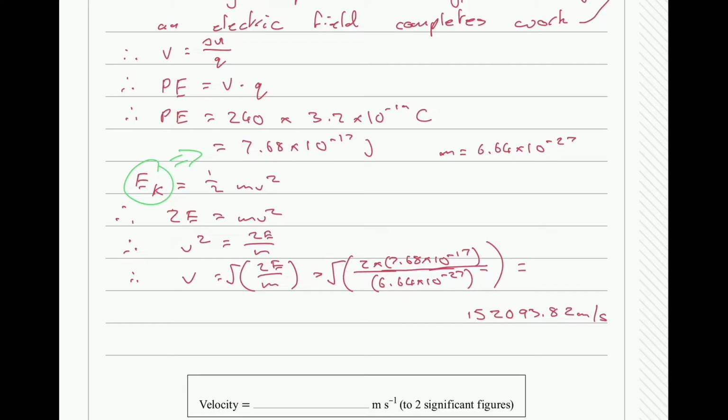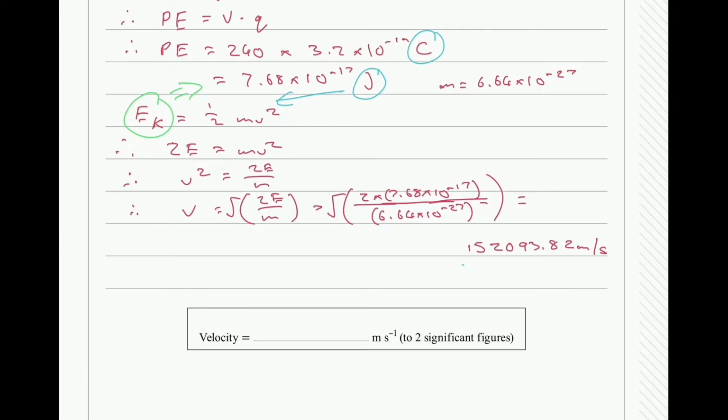So remember your units, what we're working with here. We made sure we had coulombs as our base unit here, as well as joules. It wasn't kilojoules, because if we had kilojoules and substituted that into the equation, we're not going to be working in meters per second. So we need to make sure our base units are the SI units as we work through to get to our solution. To two significant figures, that is 1.5 times 10 to the 5, and we already have our meters per second at the bottom there.